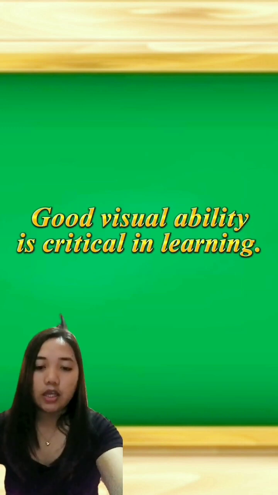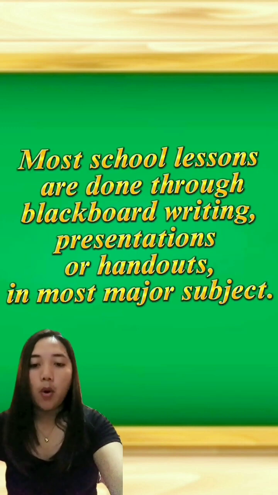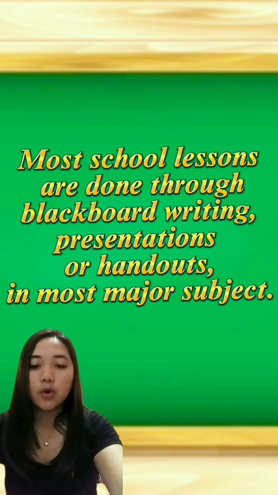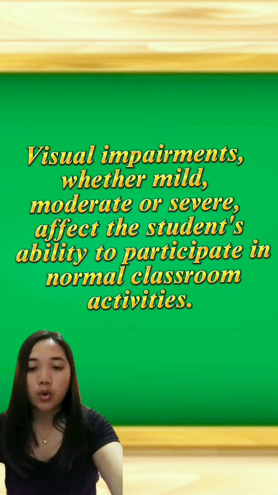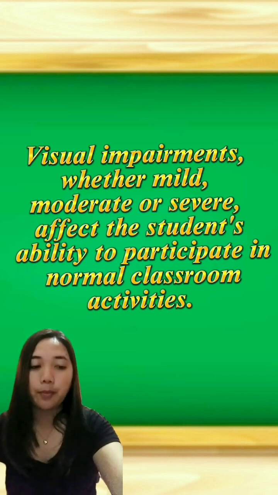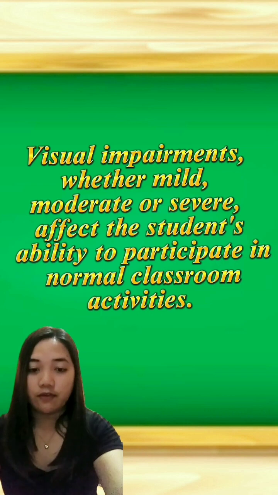Learning characteristic. Good visual ability is critical in learning. Most school lessons are done through blackboard writing, presentations, or handouts in most major subjects. Visual impairments, whether mild, moderate, or severe, affect the student's ability to participate in normal classroom activities.